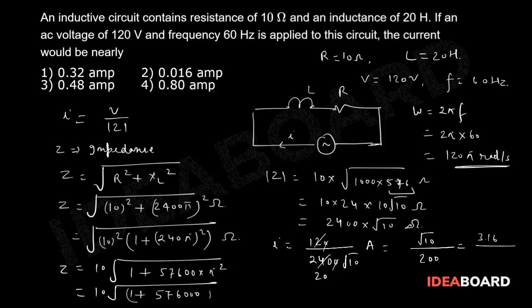Okay, then this will be 3.16 divided by 200. So this can be cancelled out by 2, so you get 1.58 divided by 100, this much ampere. So from there I can write I is going to be 0.0158 ampere, which can be nearly written as 0.016 ampere only, right? So which option has to be the perfect answer? Option number 2 gives us that choice.